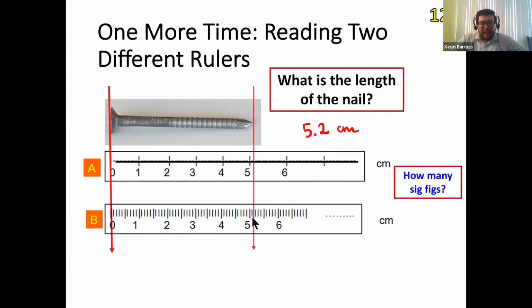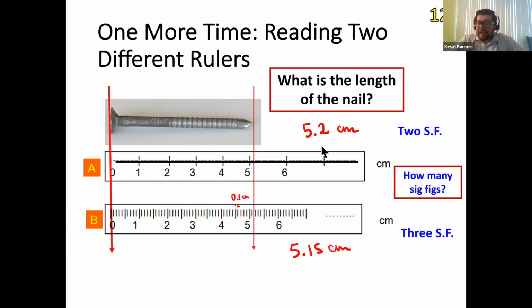Versus, what if I had more tick marks like this? What would my measurement be? 5.15, right? Each tick mark is 0.1 centimeters. So I go 5, 5.1, 5.2, etc. And then for the in-between space, I have to do one more digit over: 5.15 centimeters. So what is the difference between these two rulers? One gives me 2 significant figures. The other gives me 3 significant figures.